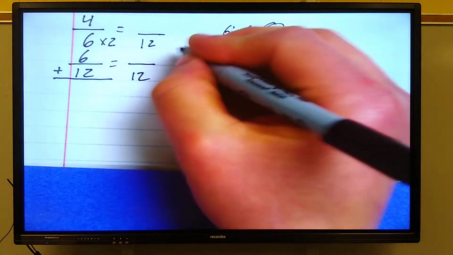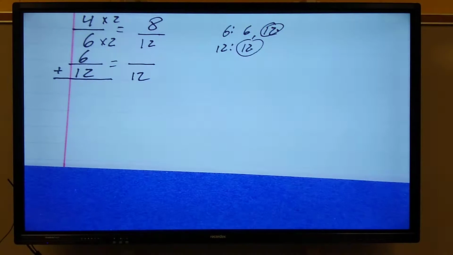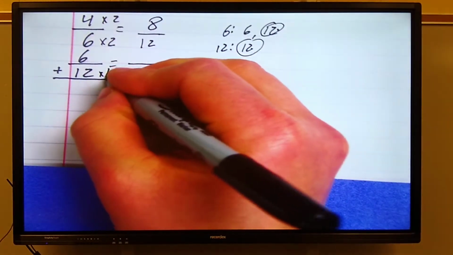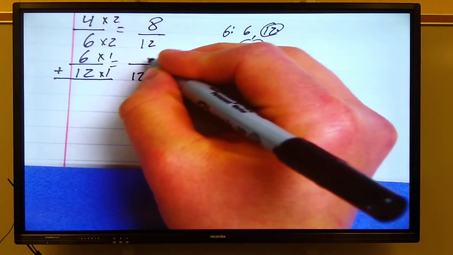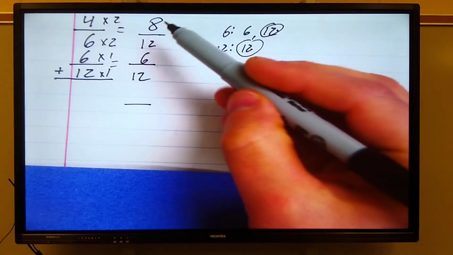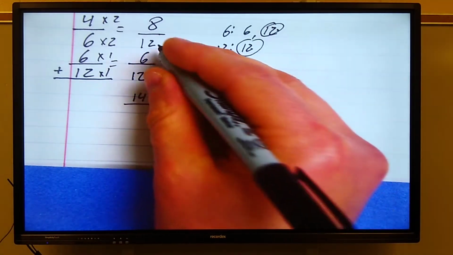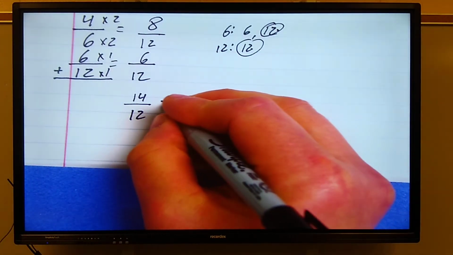Now we must find our new numerator. 6 times 2 is 12. 4 times 2 is 8. 12 times 1 is 12. 6 times 1 is 6. And now we add the numerators. 8 plus 6 is 14. The denominator stays the same.